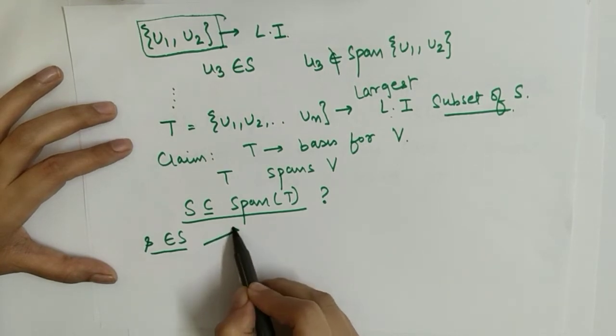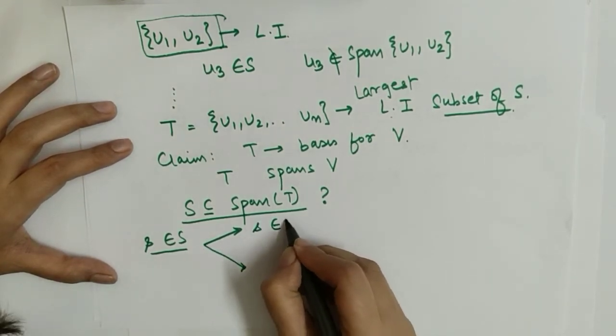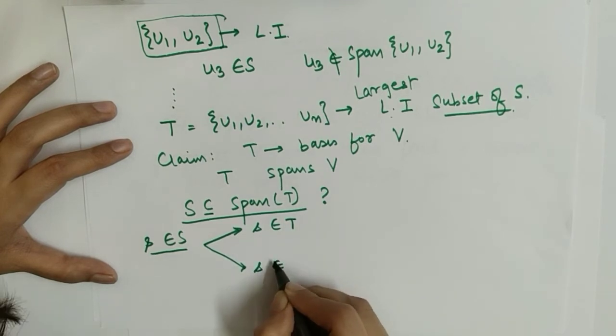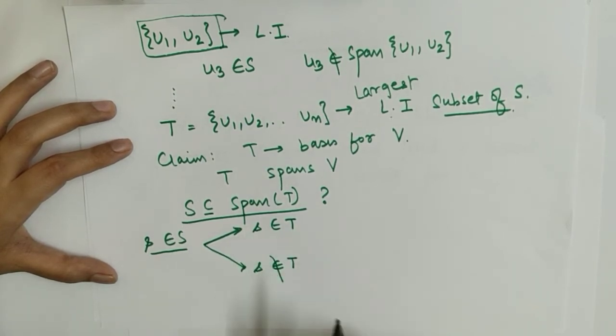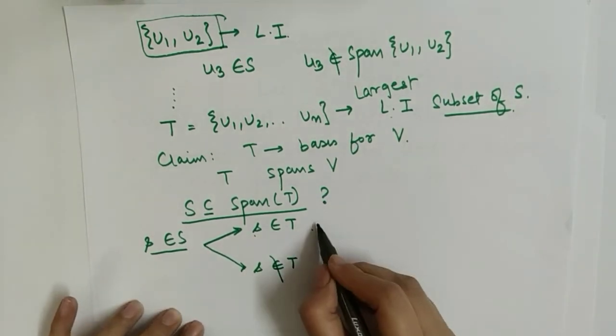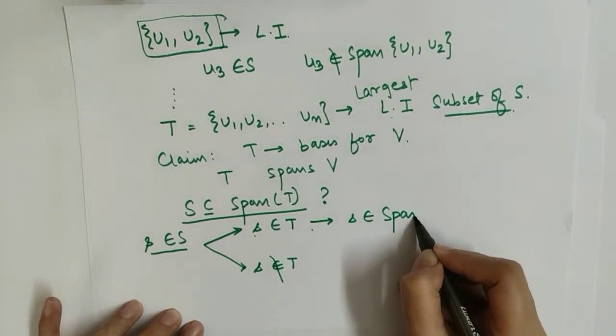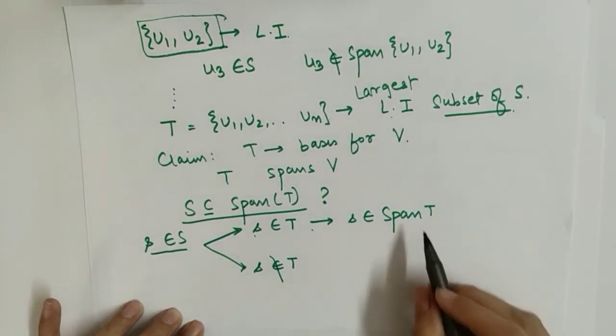Now there are two cases. Because T is a subset of S, this S would either belong to T or S would not belong to T. So these are the only two cases that are possible. So if S belongs to T, then S would definitely belong to span of T. And then we are done.